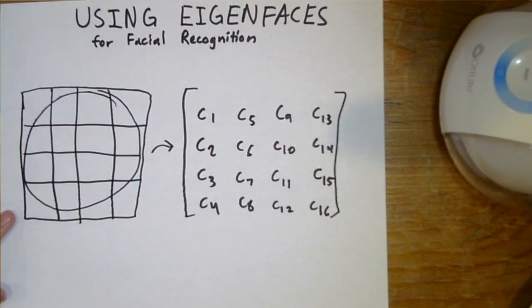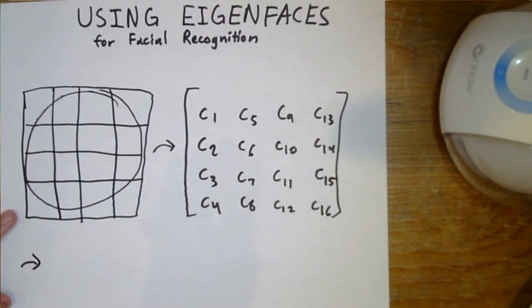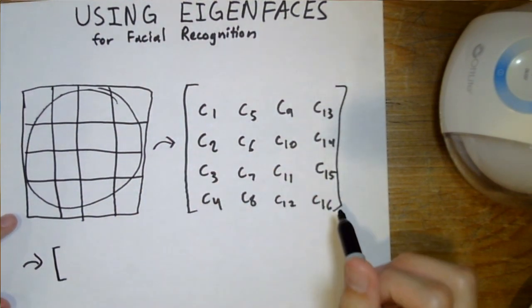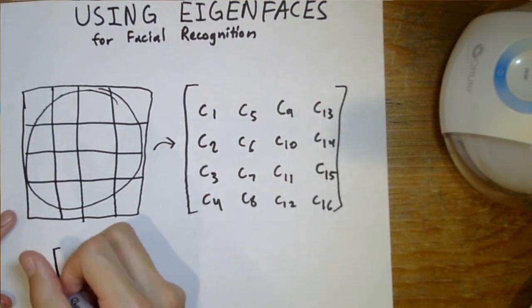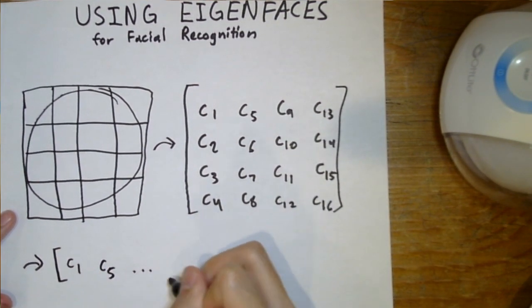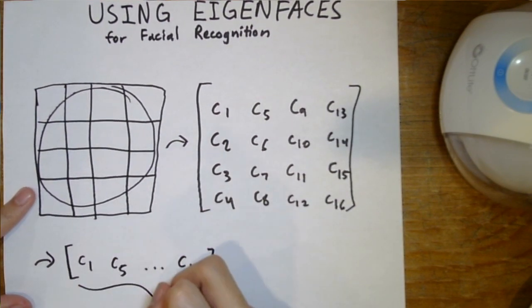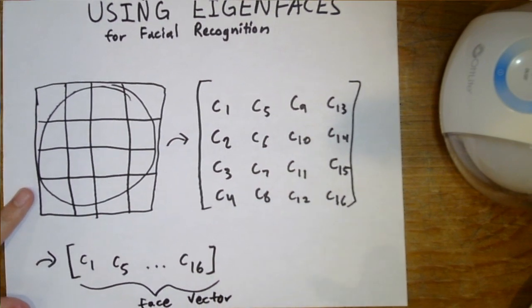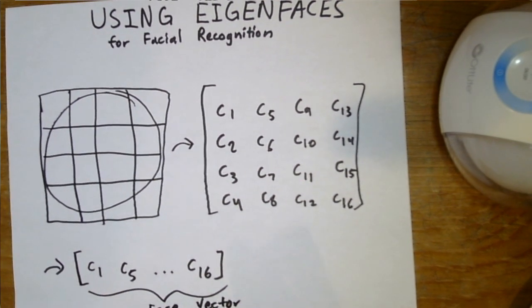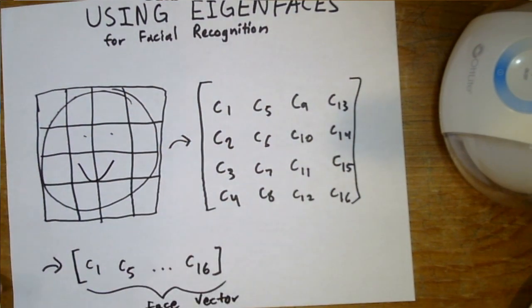And now that we have the matrix, what we want to do is project this matrix into a single row vector with 16 entries by combining each individual row. So all the way to C16. And so this is what we call our face vector. And this contains all the image data of a face in our data set.